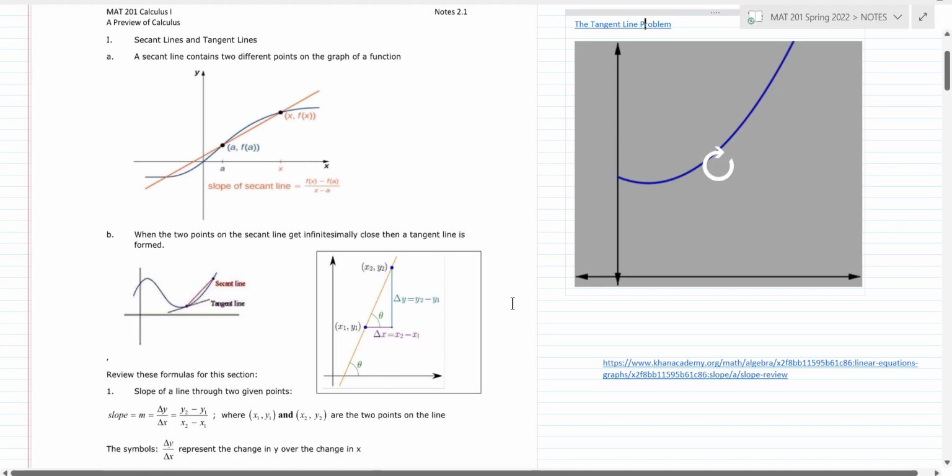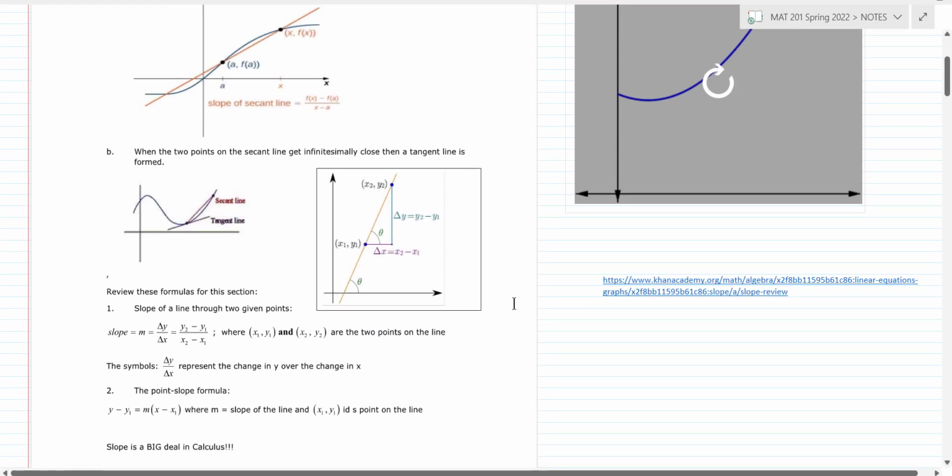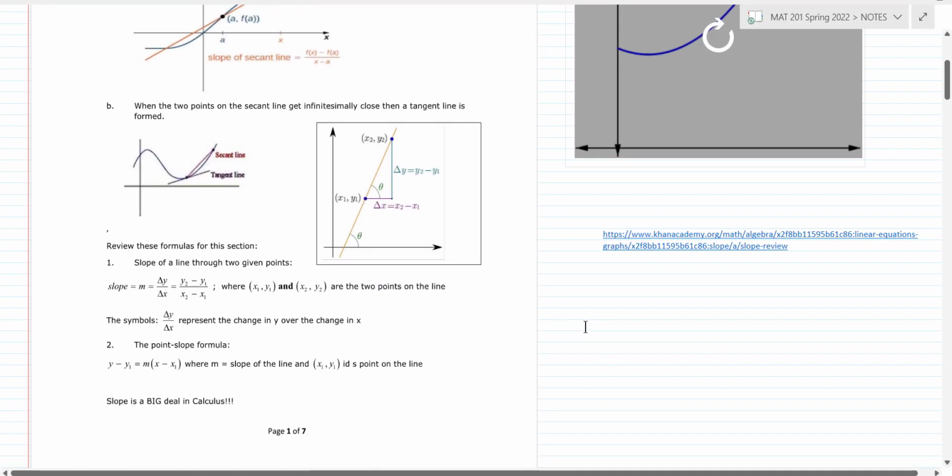Okay, back on the next thing, there are some things that you'll need to review. You need to be really confident from your background that you know how to compute the slope of a line, and you also need to know how to find an equation of a line. These are two pretty important formulas. We have the slope formula. We use m to represent the slope. It's a ratio of delta y over delta x.